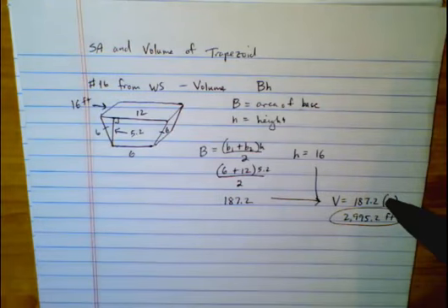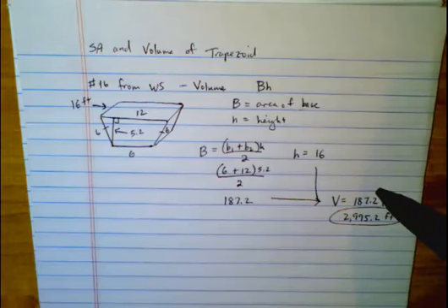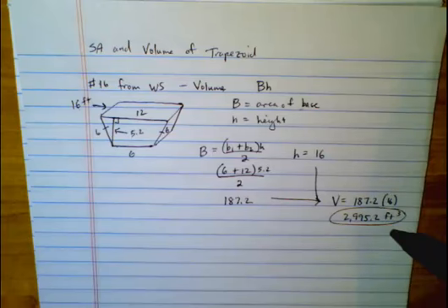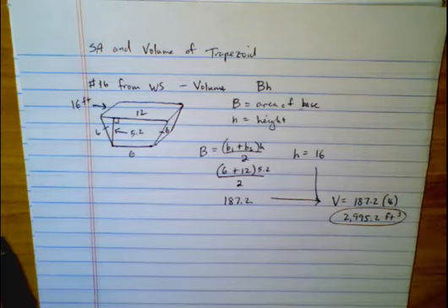Then we plug the pieces that we have into the formula. 187.2 for the area of the base times 16 gives us this volume of 2,995.2 feet cubed. And here is, once again, a little tutorial about doing surface area and volume of trapezoids.